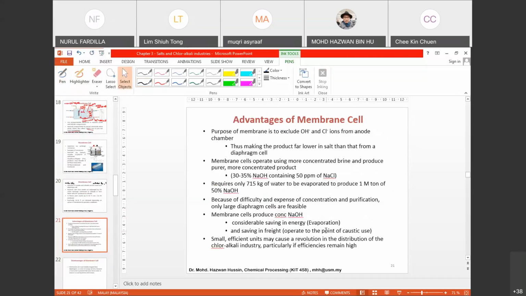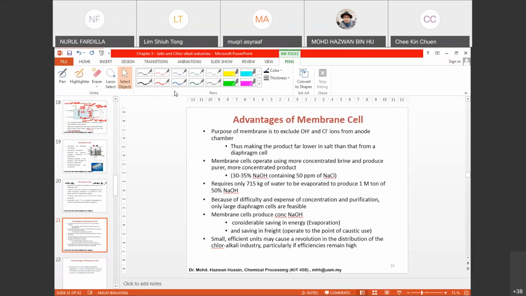The advantages of the membrane cell: the purpose of the membrane is to exclude hydroxide ions and chloride ions from the anode chamber, thus making the product far lower in salt than that from the diaphragm cell. The membrane cell operates using more concentrated brine and produces a purer and more concentrated product. It produces around 30 to 35% sodium hydroxide.